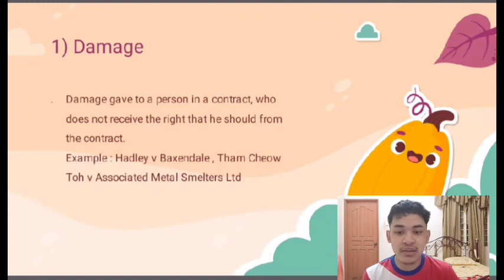In Kyoto versus Associated Metals Smelter Ltd, the court decided that a failure to send a smelter that could burn up to 2600 degrees Fahrenheit is a breach of contract. Defendant can expect the loss that might be incurred from that breach.